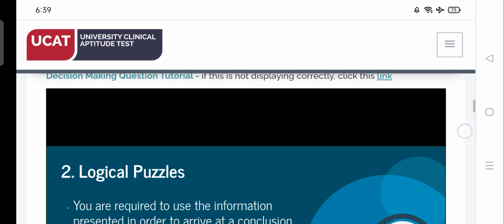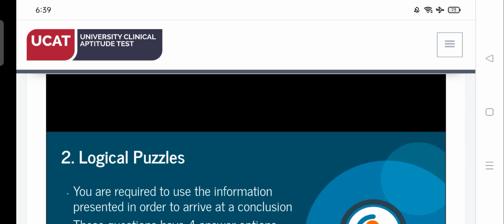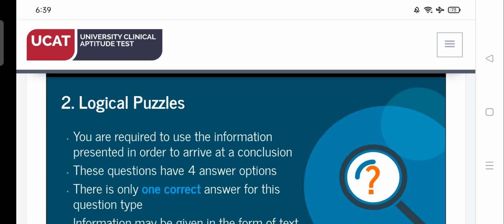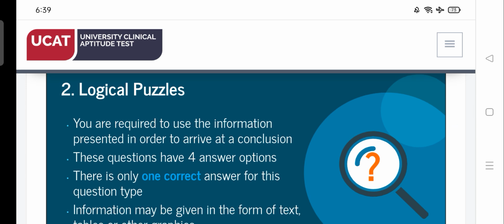So that's how you're going to solve your syllogism questions, the strategies we learned about, the examples we saw. I hope you understand, you have the concept now of how you're going to solve it. Okay, now next we have the logical puzzles.